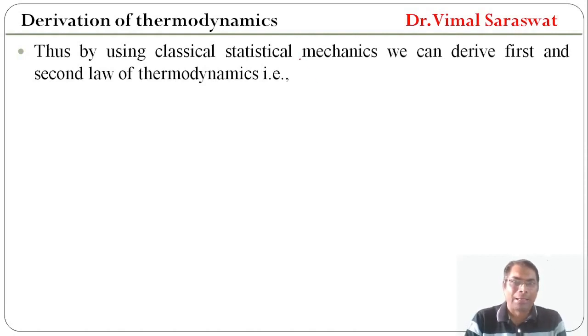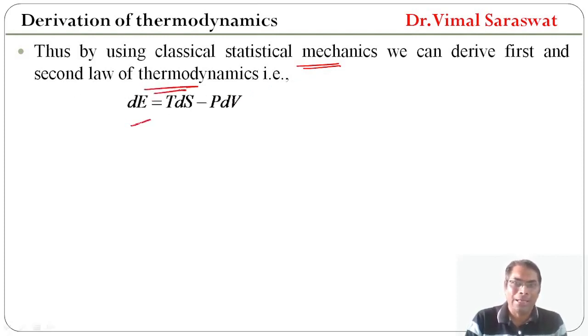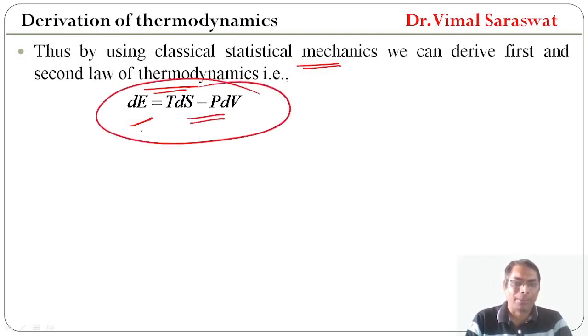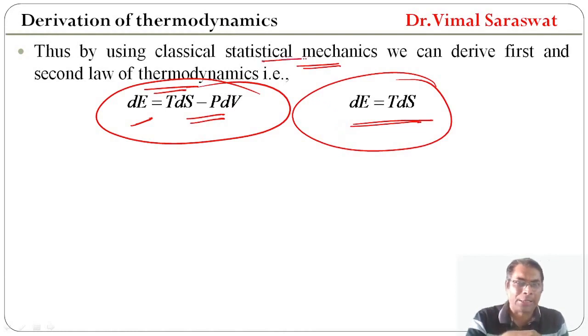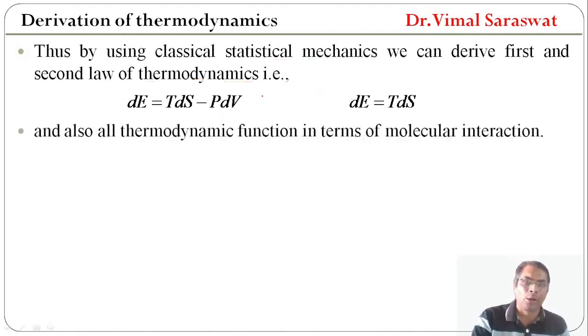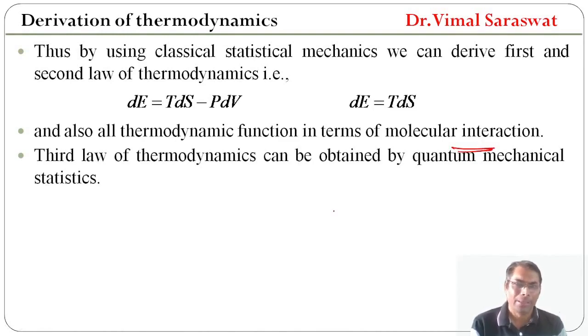Thus, by using classical statistical mechanics, we can find the first and second laws of thermodynamics, that is dE = TdS − PdV, which is our first law of thermodynamics, and dS ≥ 0, which is our second law of thermodynamics. So, by using classical statistical mechanics, we can derive the first and second laws of thermodynamics, and also all thermodynamic functions in terms of molecular interaction. The third law of thermodynamics can be obtained by quantum mechanical statistics, not by classical statistical mechanics. So, classical statistical mechanics gives the first and second laws, whereas quantum statistical mechanics gives the third law of thermodynamics.